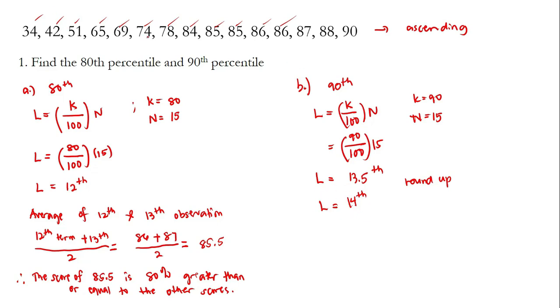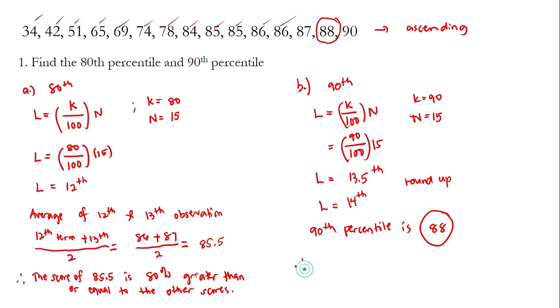So 2, 4, 6, 8, 10, 12, 14. So this one, 88. Meaning to say that the 90th percentile is 88. The score of 88.